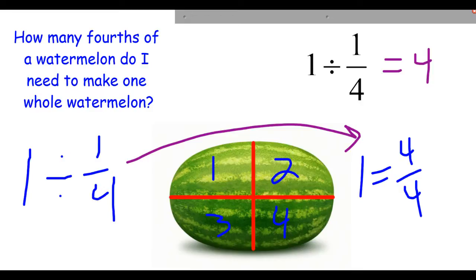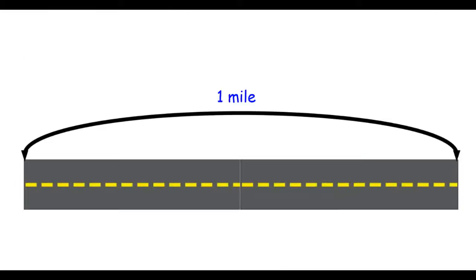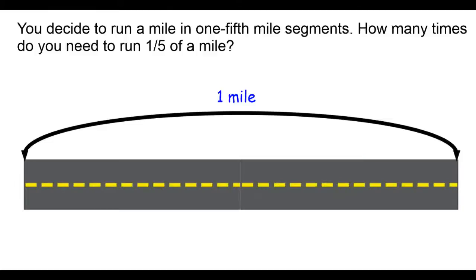To come to a slightly different example, let's say that we have a stretch of road that's a mile long. And what we want to do is run that mile, but we want to run that mile 1/5 of a mile at a time. Because sometimes, depending on whether there's a hill, or how much you've run before, it can be difficult to run that one whole mile all at once. So what if we decided to break it up into 1/5 mile segments?